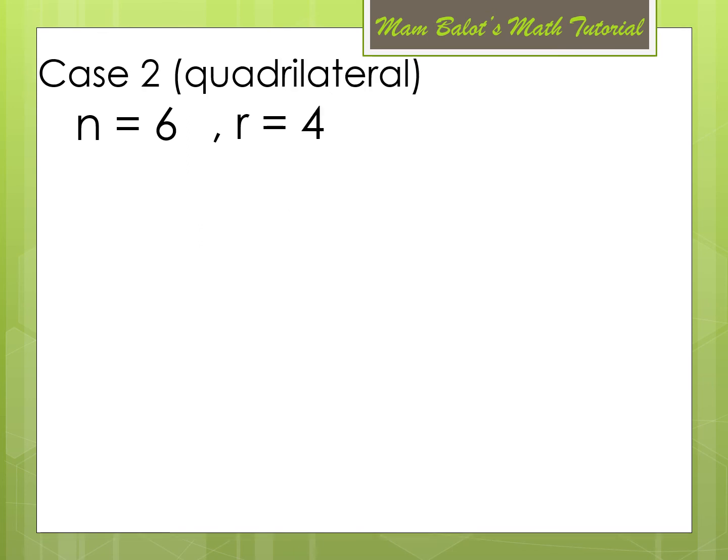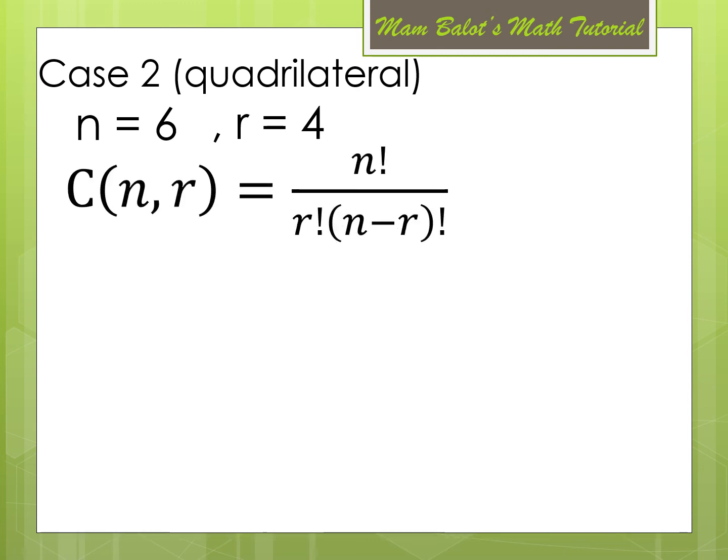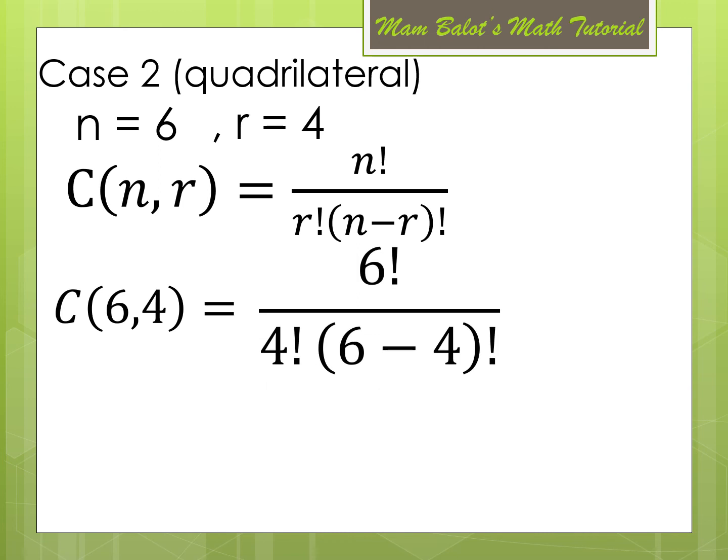Let us have case number 2, which is the number of quadrilaterals. So n is equal to 6 and r is equal to 4. So using again the formula, we have the combination of 6 taken 4 is equal to 6 factorial divided by 4 factorial times 6 minus 4 factorial. Subtracting 6 minus 4, we have 2 factorial.